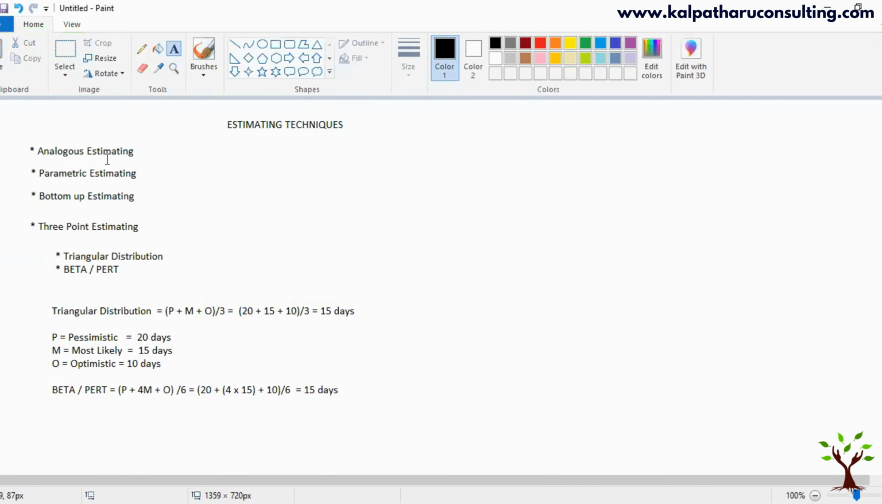So these are the 4 estimating techniques: analogous estimating, parametric estimating, bottom-up estimating, and 3-point estimating. The same estimating techniques would be used to estimate your duration, and the same can be used in estimating your budget as well. And in estimating your resources, you would be using the first 3: analogous estimating, parametric estimating, and bottom-up estimating, right? I hope you understood the various estimating techniques.